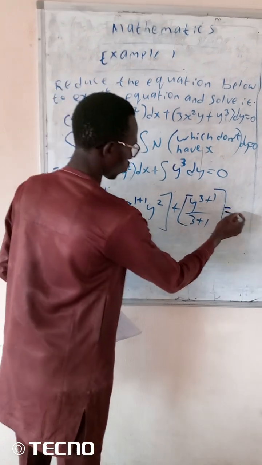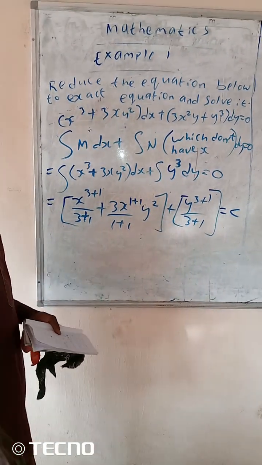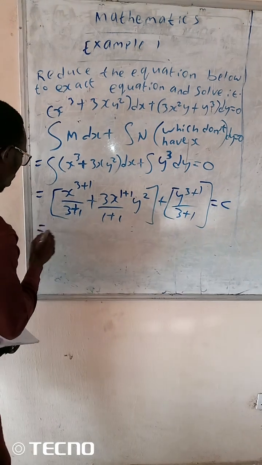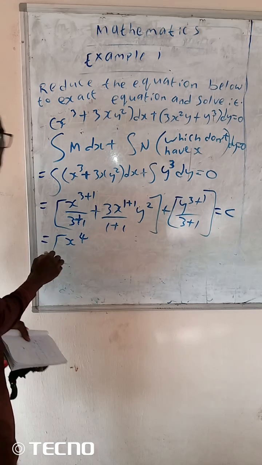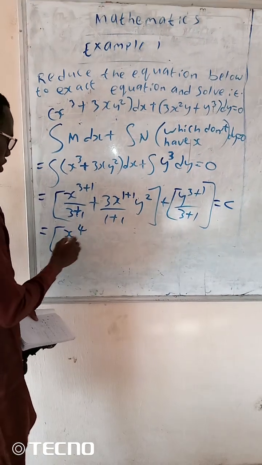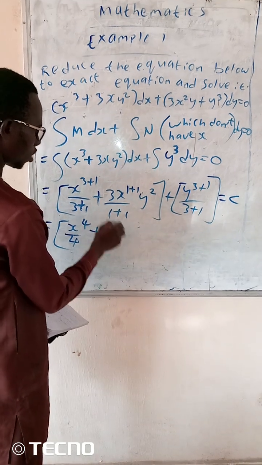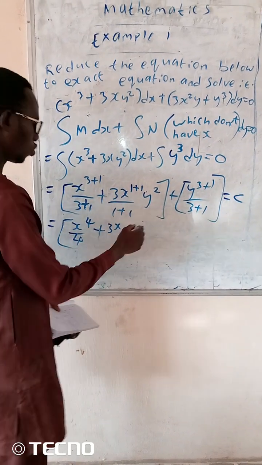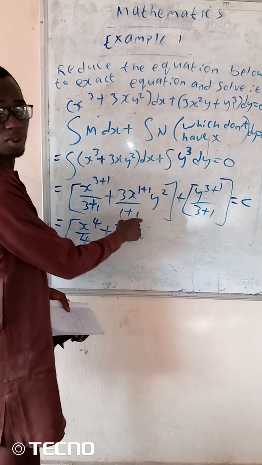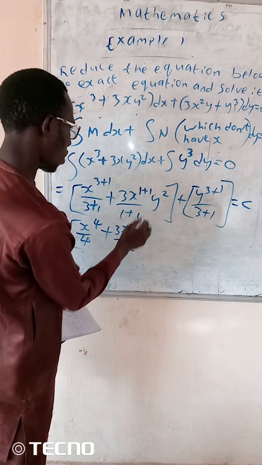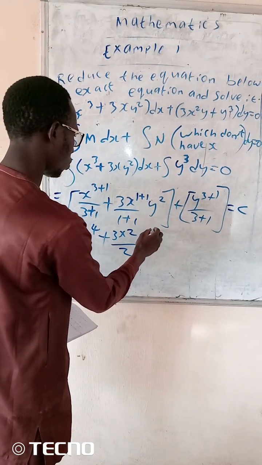Of course, this must be equal to a constant. We assume that there must be a constant. So we have what now? We have x. 3 plus 1 is 4, right? Divided by 3 plus 1, which is 4. Plus, we have 3x, right? We have 1 plus 1, which makes 2, divided by 1 plus 1, which makes 2. Then we have y raised to the power 2, right? Y raised to the power 2.